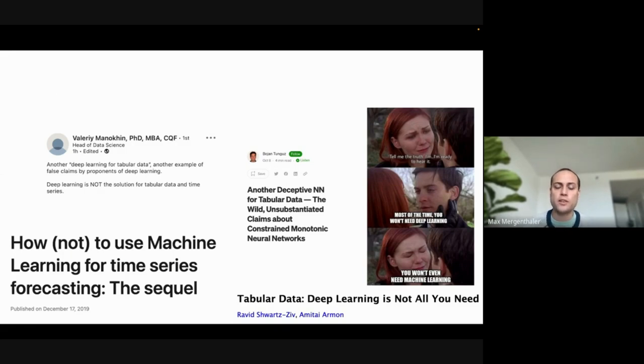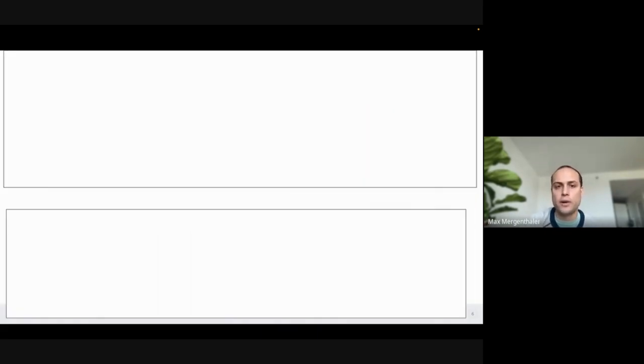And the problem is that on the one side, a lot of people have jumped into the hype of deep learning methods without really doing what was necessary, proving that they are indeed better. But also on the other side, tabular data represents in general a hard problem for deep learning.